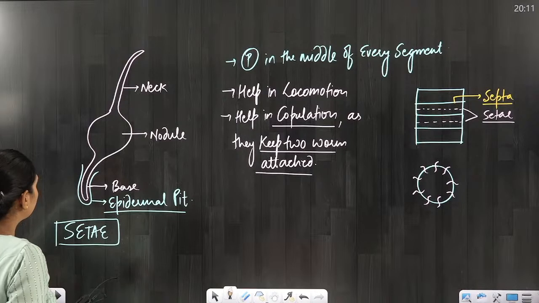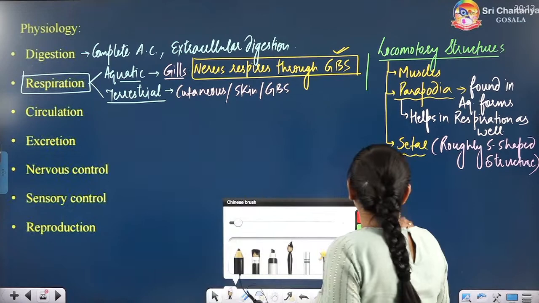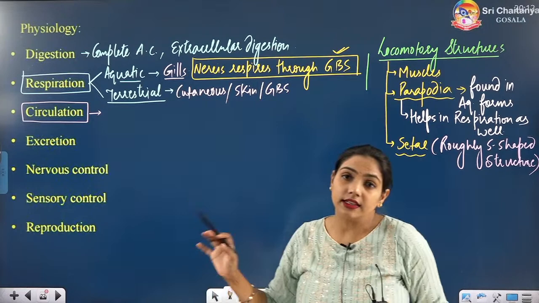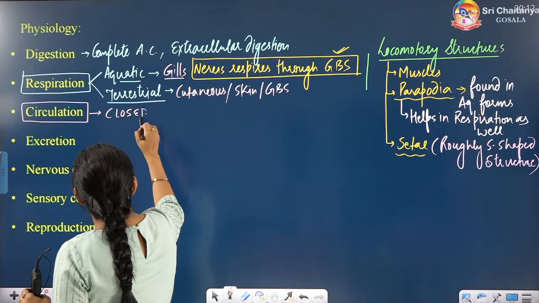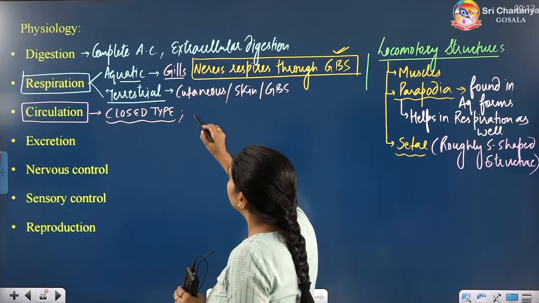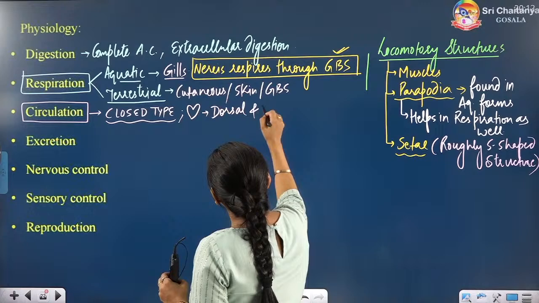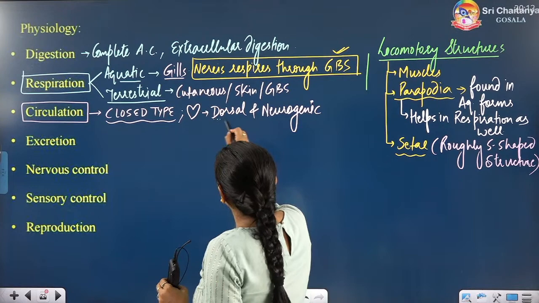Now, coming to the circulation. If we talk about Annelida, first time we are seeing the circulatory system. Before this, the circulatory system was not there. No circulatory system, absent. Here the circulatory system is present and it is closed type. It is closed type, that means blood vessels are present. Heart is also present here. And the heart is basically dorsal and neurogenic. Neurogenic means under the control of nervous system. Dorsal means it is present on the dorsal side.